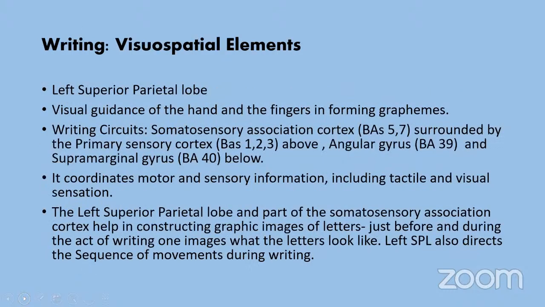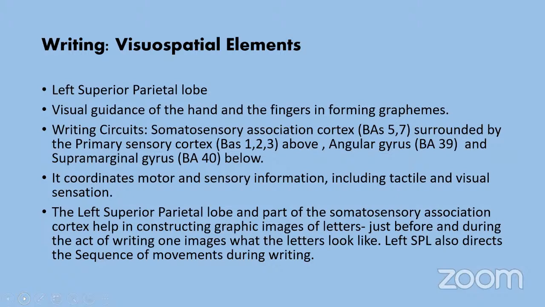So the visuospatial elements are the left superior parietal lobe. The visual guidance of the hand and the fingers in forming the graphemes, which are the smallest units in the written language. What are the writing circuits? What are the parts involved in the writing circuits? The somatosensory association cortex, that is Brodmann's areas 5 and 7, are very important, which are surrounded by the primary sensory cortex, Brodmann's area 1, 2, 3 above, angular gyrus, that is Brodmann's area 39, and supramarginal gyrus, that is Brodmann's area 40, situated below. And this area coordinates motor and sensory information, including the tactile and visual sensation.